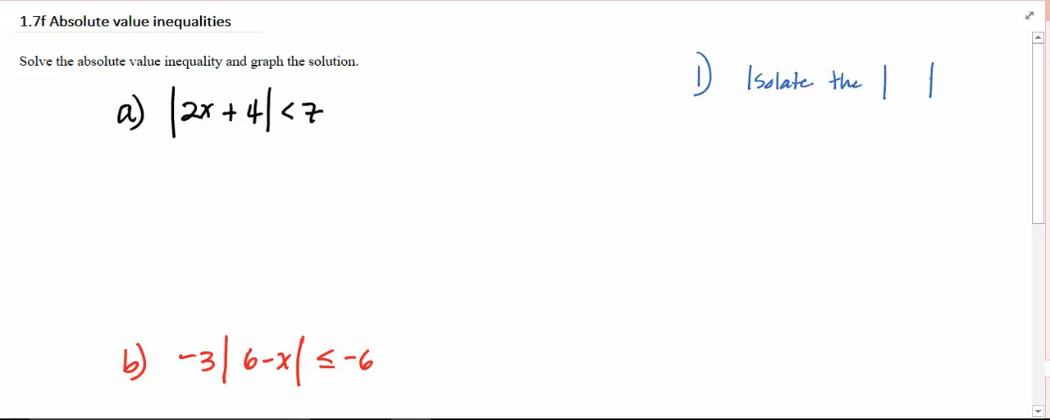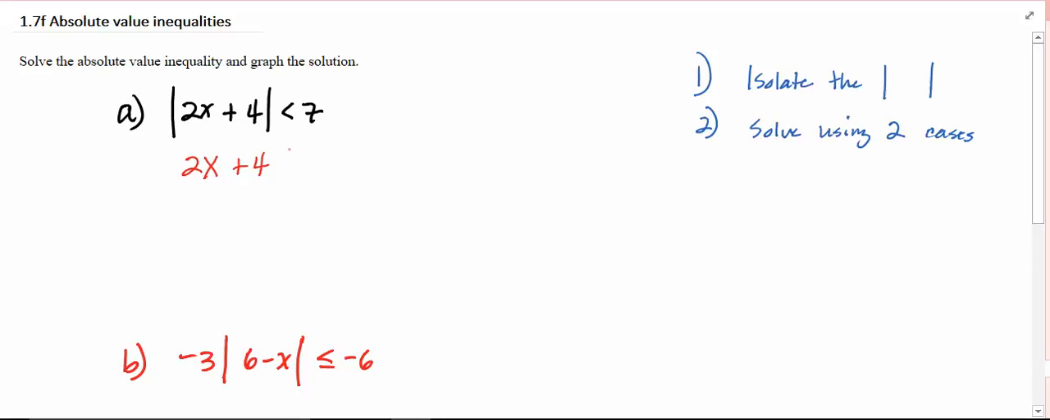So we're going to isolate the absolute value first, then we're going to solve using two cases. Now this is the same with equations, just like inequalities. We have two cases. I'll show you how we write the two cases. It's a little different with an inequality. So I didn't need to isolate this first in example A. So we're going to go ahead and start writing the two cases.